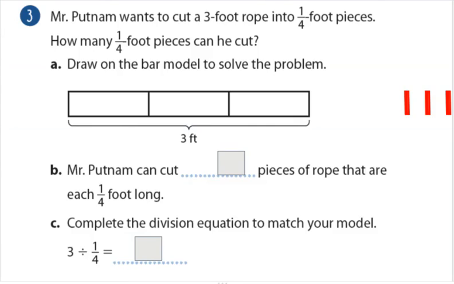When we think about who and what this problem is about, we know that it's about Mr. Putnam, and he has some rope that he wants to cut into pieces. So we know that the size of the rope is actually 3 feet long. And we know that he's trying to cut the rope into 1/4 foot pieces. So the problem is asking us to figure out how many 1/4 foot pieces he can cut.